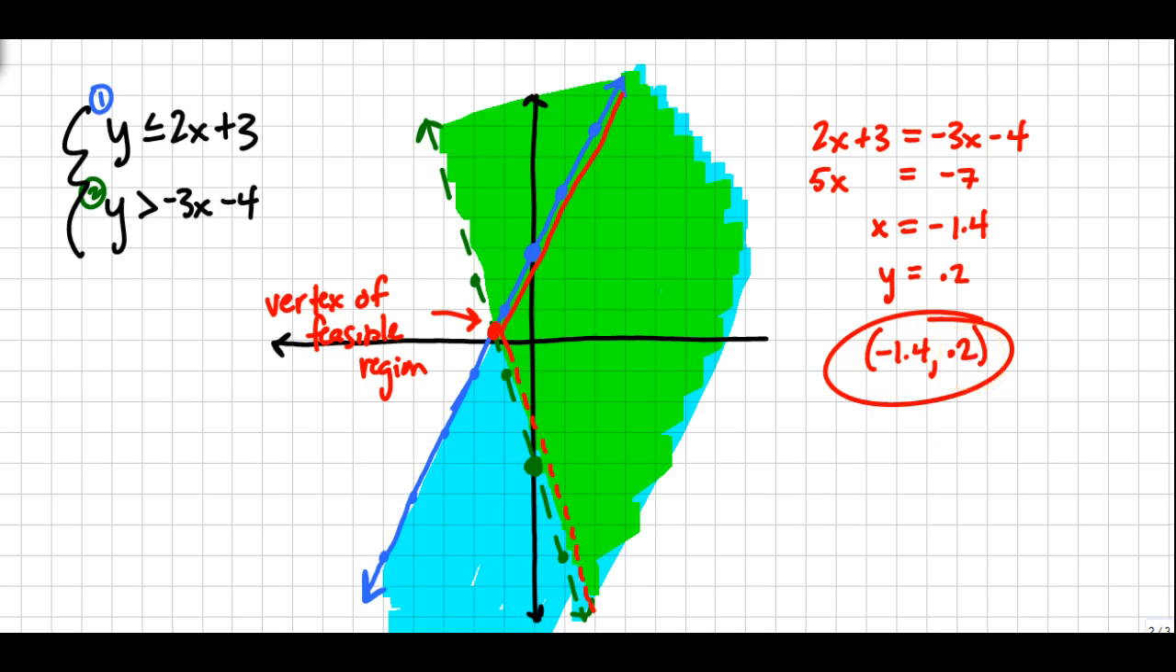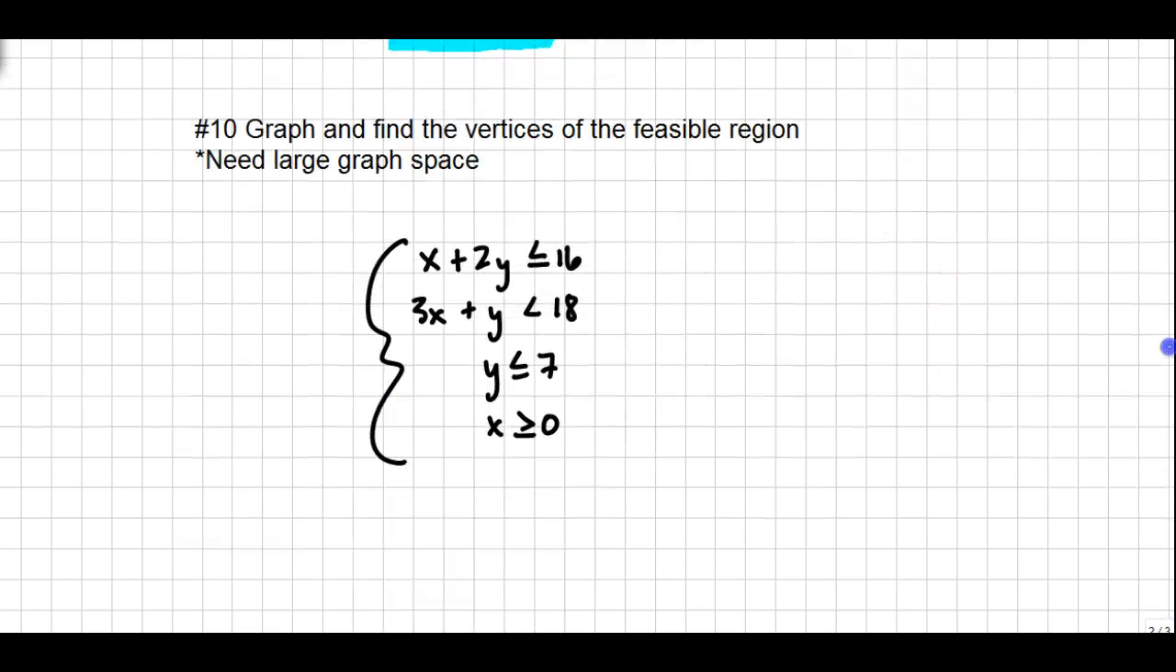So that's question number 9. I'd also like students to do number 10. This one has a little bit of a tricky element to it, and I want to make sure students are able to follow that very well. So again, give yourself a large graph space. Again, you'll only need quadrant 1 for this one.